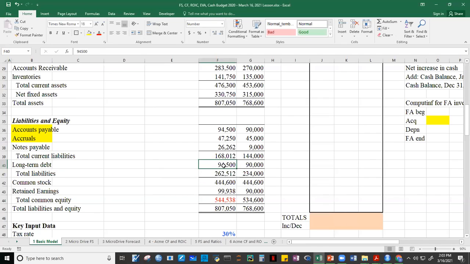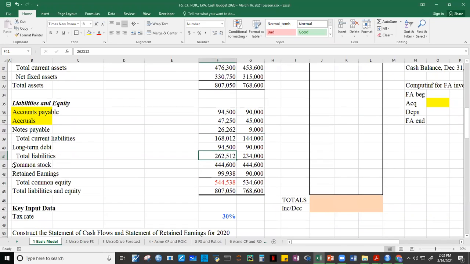And then we have this, yung non-current liabilities, long-term debt lang, no? Long-term debt, 94,500. So, if we add the total current liabilities with the long-term debt, we have total liabilities of 262,512. Then sa equity side, you have common stock and retained earnings. If we add this, you have your total common equity. Okay? So if we add your total liabilities and your total common equity, you have your total liabilities and equity. And as we know, it should equal your total assets. So ang ibig sabihin nito, yung total assets natin, fina-finance siya 544 ng equity at saka 262 ng utang, liabilities.